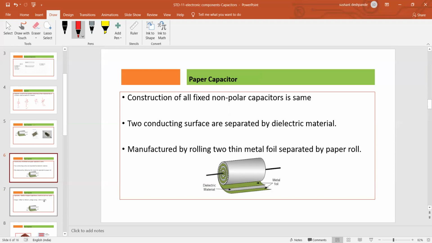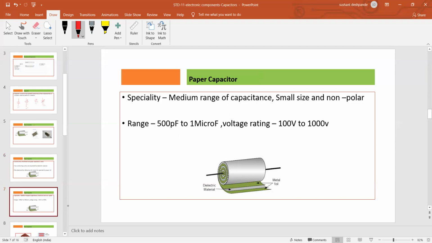capacitor. The speciality of the paper capacitor is that it has a medium range of capacitance. They are small in size and they are non-polar. The range will be 500 picofarad to 1 microfarad, and the voltage rating is 100 volt to 1000 volt. This is the type of capacitor called a paper capacitor.